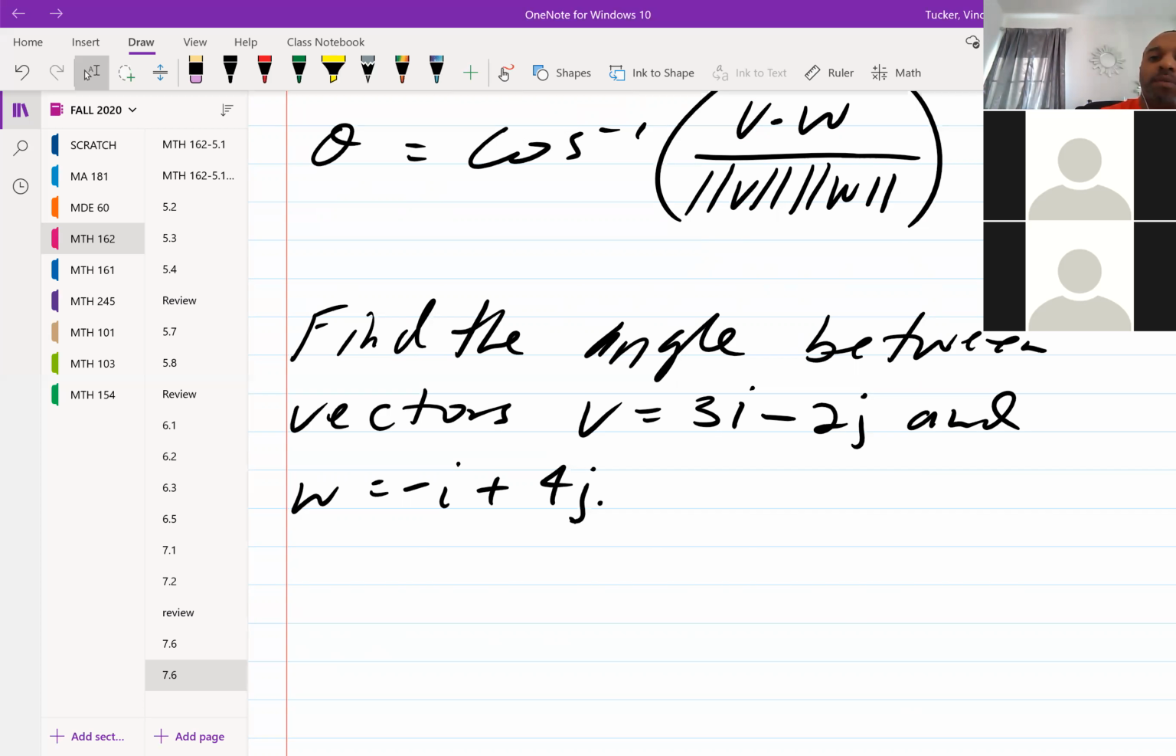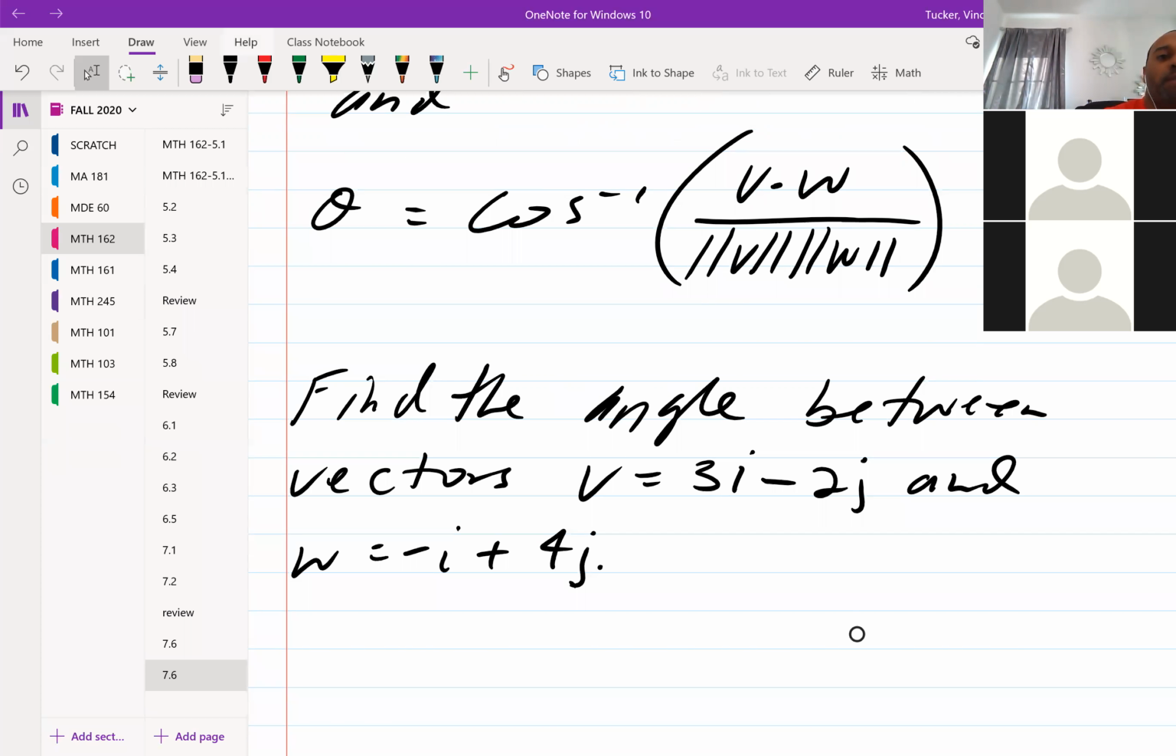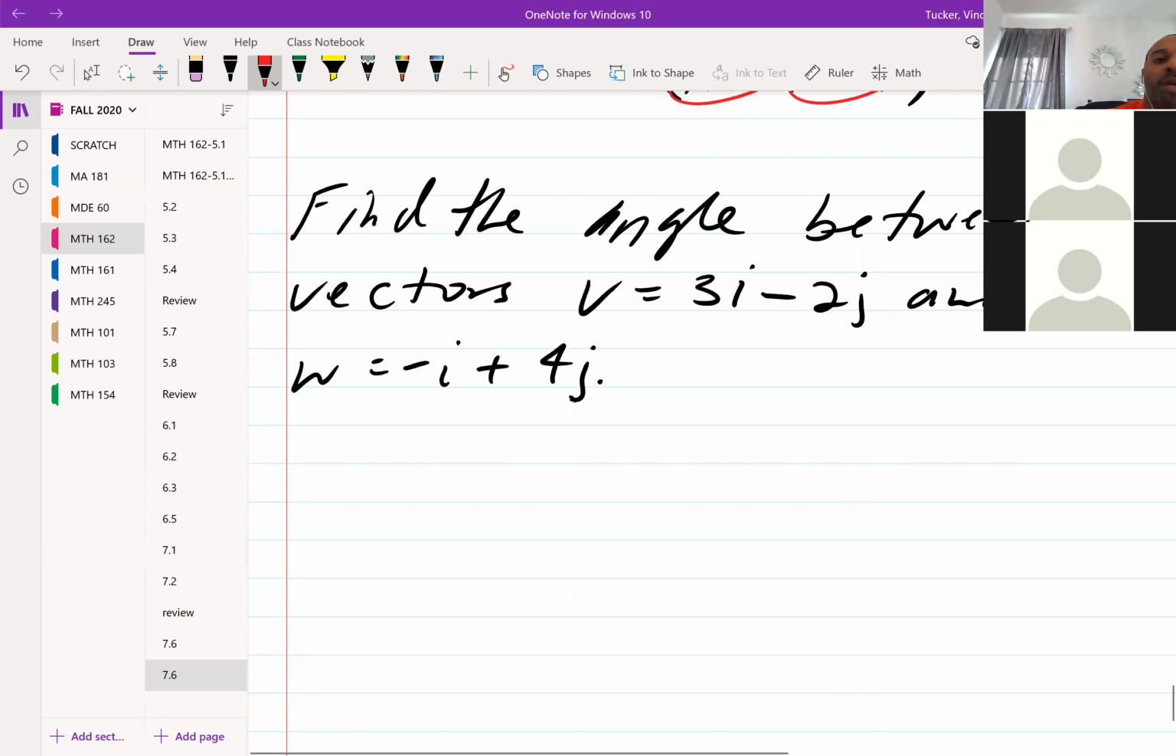So we can find this in pieces. We're trying to find this angle. We need a dot product of V and W. We need the magnitude of V and the magnitude of W. So we can find all of them separately first before we actually put it in the formula.